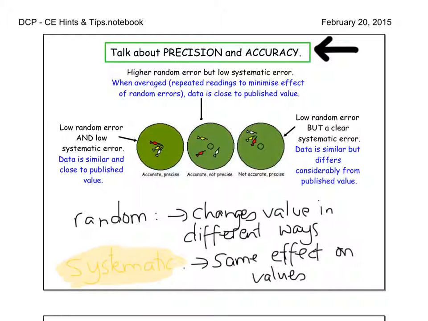It means that your data is similar to itself, but it differs considerably from the published value. So when you do your experiment write-up, when you look at your conclusion evaluation, you have to look at your data and decide which of these 3 dartboards your data is most like. And then please don't copy my words exactly, but use that idea to explain whether you think you've got high or low precision and high or low accuracy. It's another evaluation point for your experiment.